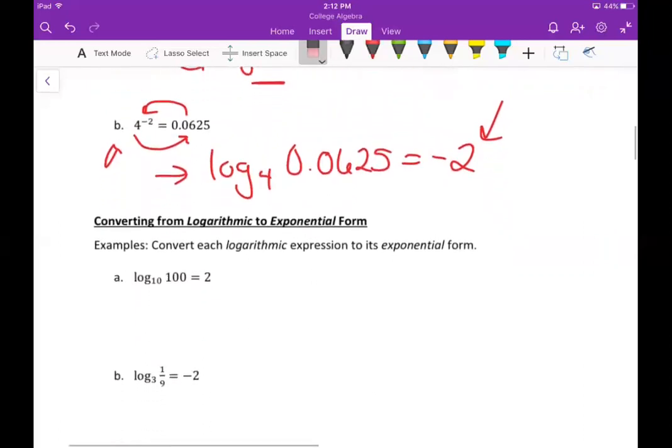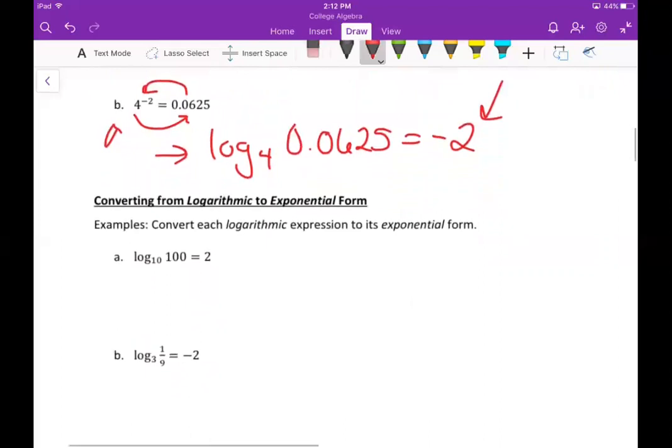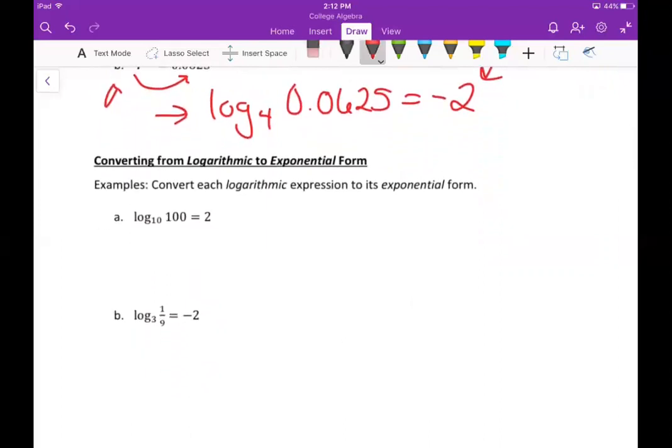Okay, so now just see if you can go the other way around. See if you have this down. So now you see this funky language, log base 10 of 100 equals 2. What are we actually saying there? We're saying that the base 10 to the exponent 2 is 100, which is a true statement, right? Now that makes sense. We know 10 squared is 100.